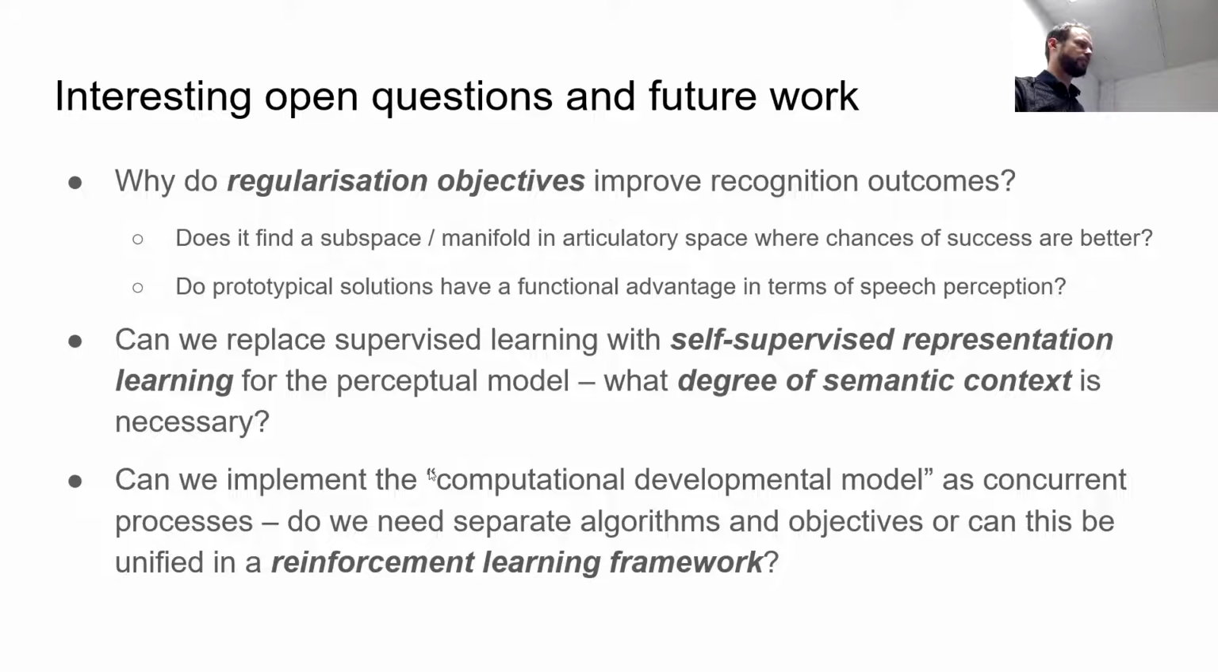And then there are a few other questions. Can we replace supervised learning with self-supervised representation learning or something else? How much semantic context do we actually need? Can we do it based just on acoustic information, or do we need semantic information? How much? Those are open questions. Potentially, we can answer some of that by building different models and running the simulations. And the last one: the model I gave you has three stages with different types of processes and different objectives. They're all related, but can they be unified in a reinforcement learning framework? It's unclear whether that's possible, but it would be interesting to consider.